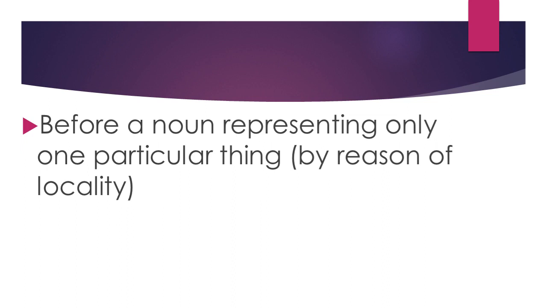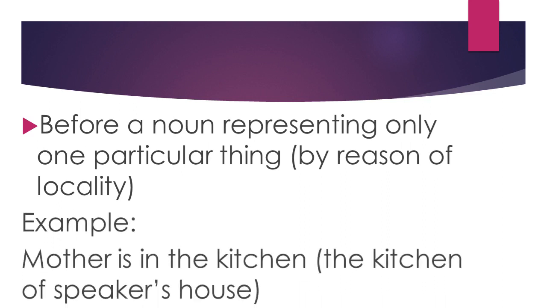Before a noun representing only one particular thing by reason of locality. For example, mother is in the kitchen. So the speaker who is speaking this sentence, mother is in the kitchen, means the kitchen belonging to him or her only. So here it is the kitchen of the speaker's house. I repeat, before a noun representing only one particular thing by reason of locality.